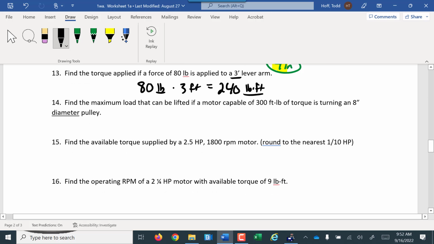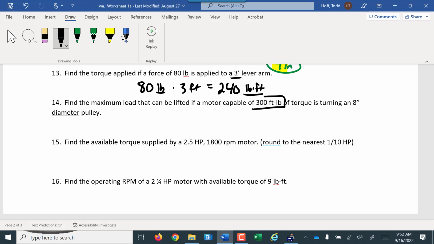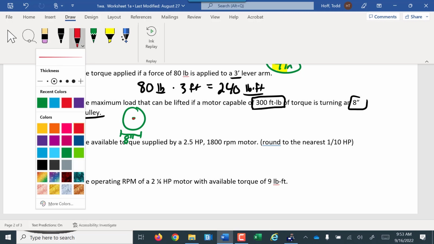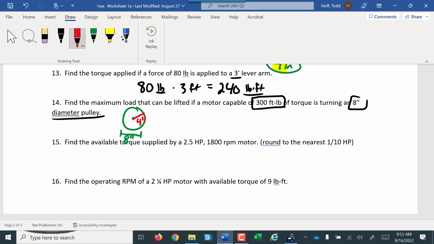Find the maximum load that can be lifted by a motor capable of 300 foot-pounds of torque, turning an 8-inch diameter pulley. Now, there's a reason I underline diameter, because if the diameter of the pulley is 8 inches, the moment arm is going to be 4, half of it. The moment arm is just from the center out. That'll be 4 inches, just the radius. So the torque is 300 foot-pounds, but the 4 is in inches. So we're going to convert that torque into inch-pounds.